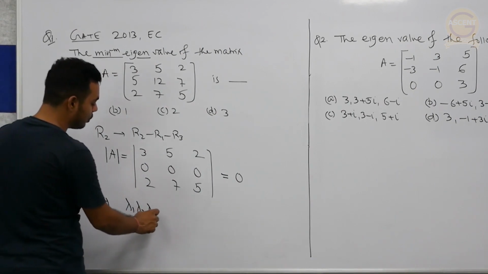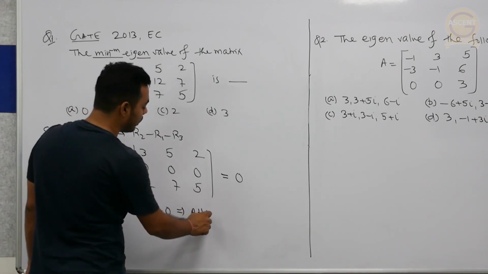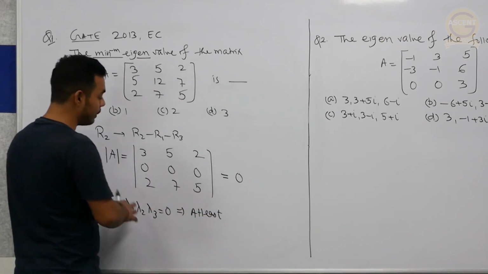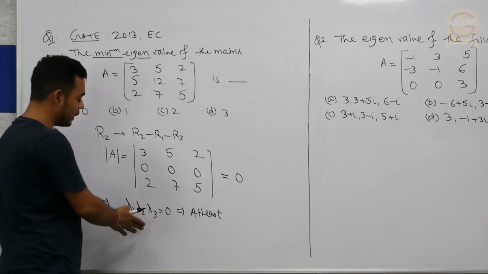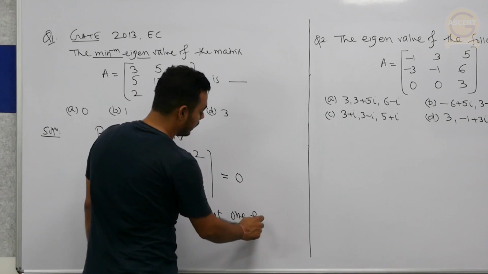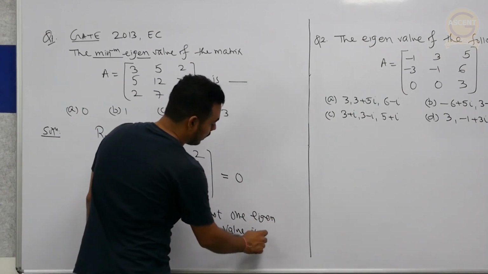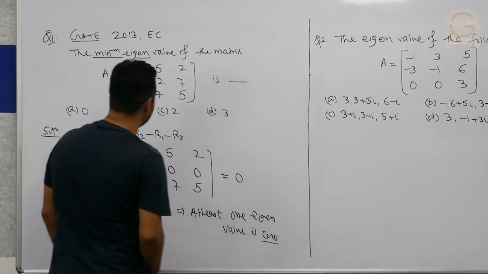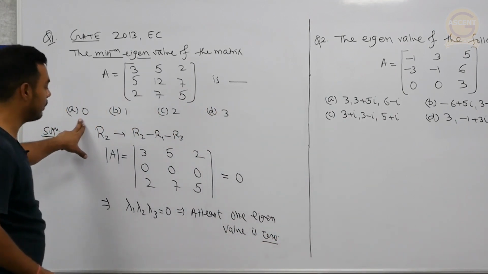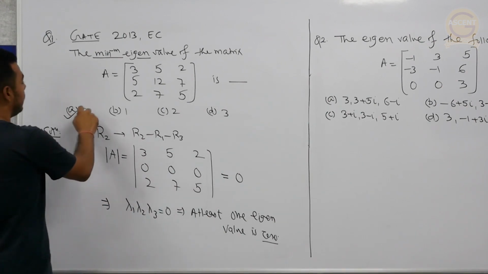Since the determinant of this matrix A is 0, this implies that the product of all three eigenvalues, lambda 1, lambda 2, lambda 3, will be 0, which means at least one of the eigenvalues has to be 0. Whenever the determinant of a matrix is 0, at least one eigenvalue has to be 0. Now from the options you can see that the minimum option given is 0, and we know that 0 is one of the eigenvalues, so the minimum eigenvalue will be 0.